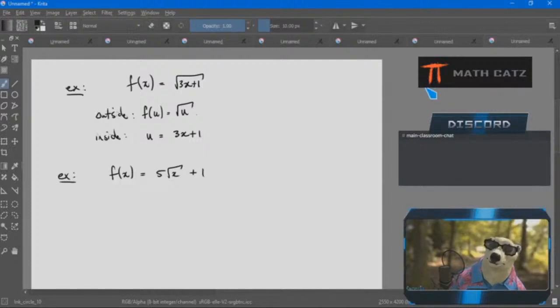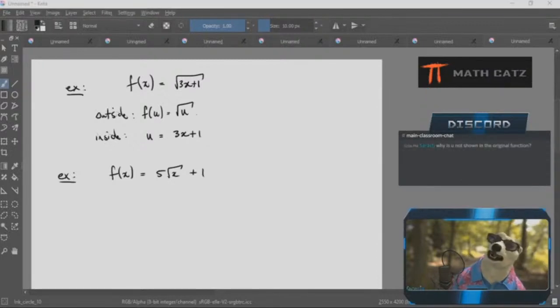Sometimes it's more obvious that I have a function of a function situation. Sometimes it's less obvious. Sometimes I have an option whether I want to see it as a function of a function or not. Let's suppose I want to see it as a function of a function. Now, what could the inside function be?